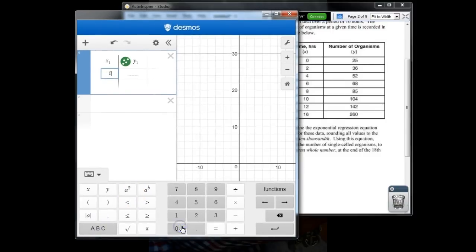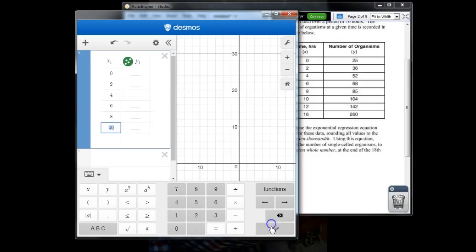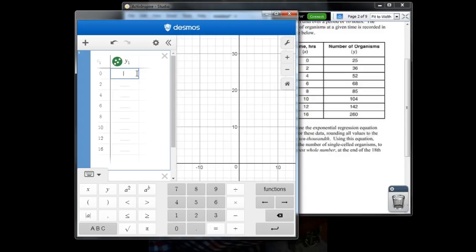So on the X, it's 0, 2. Now just press enter. Enter again. Not 14, we don't need 14. We need 16. So 0, 2, 4, 6, 8, 10, 12, 16. Okay, I'm starting on number 3. So those are your X's, and you have to type in your Y's.